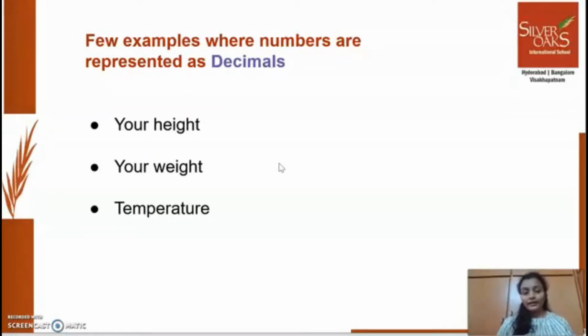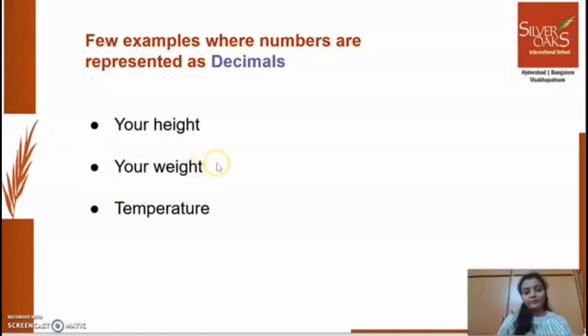Now, your height. You will say that my height is 3.1, 3.2. So why don't you say 3 or why don't you say 4? Because you are not exactly 3 and you are not exactly 4. You are in between. So when you want to describe a number which is in between two numbers, then we use decimals. Now suppose you say your height is 3.4. So you are in between 3 and 4.